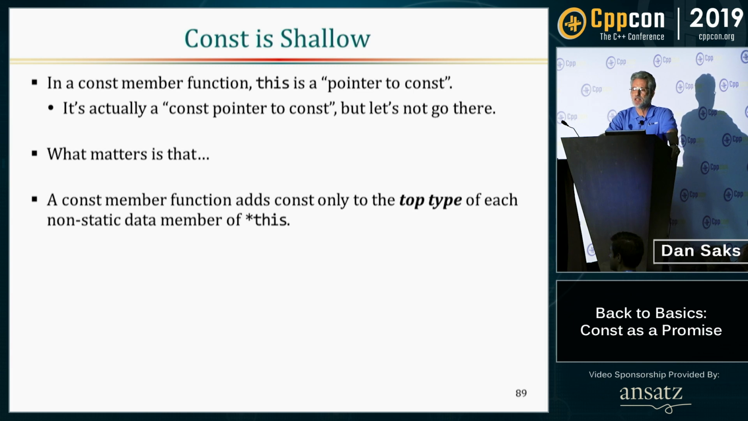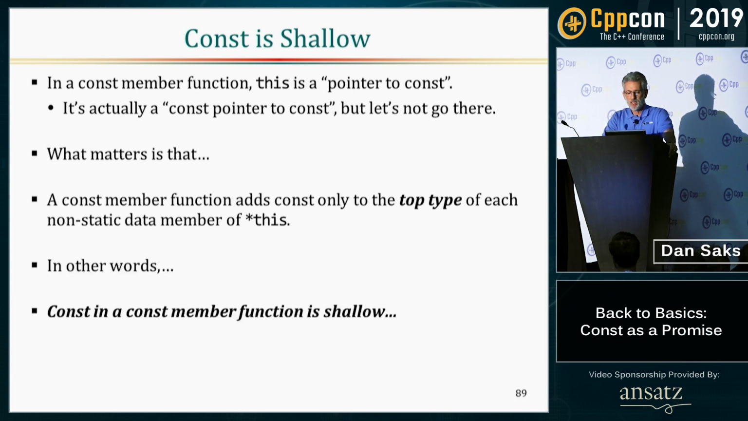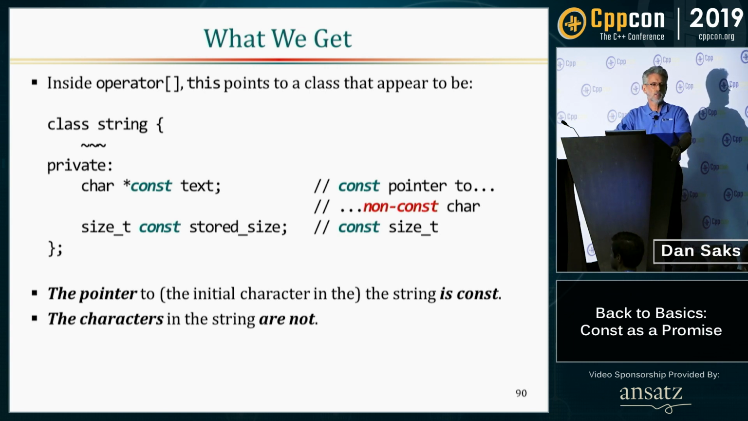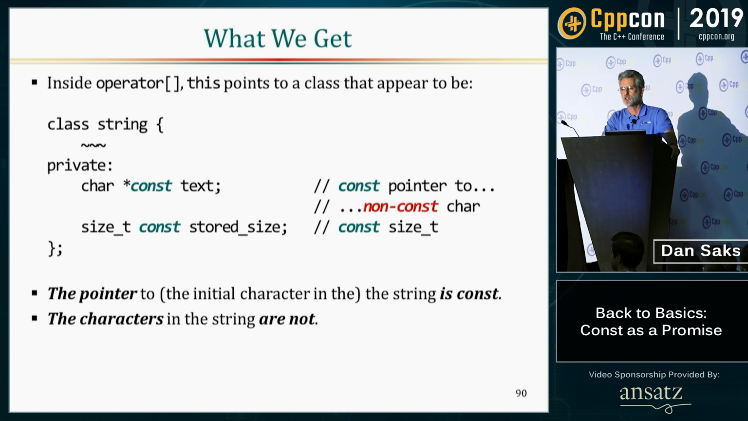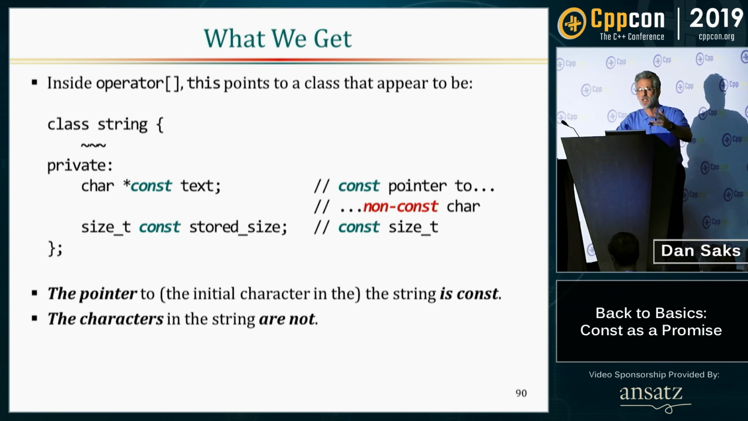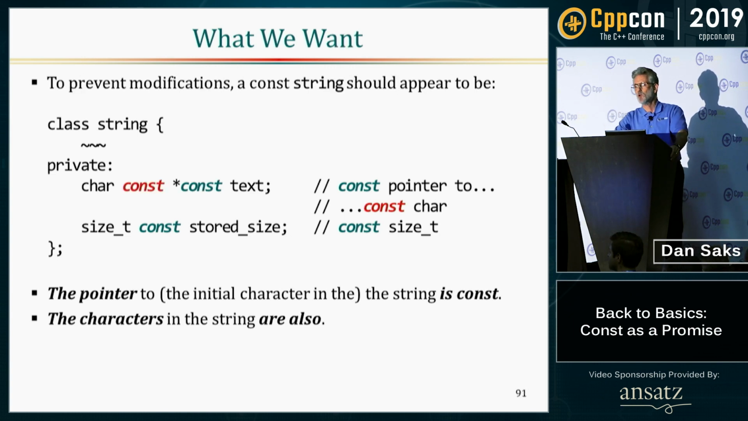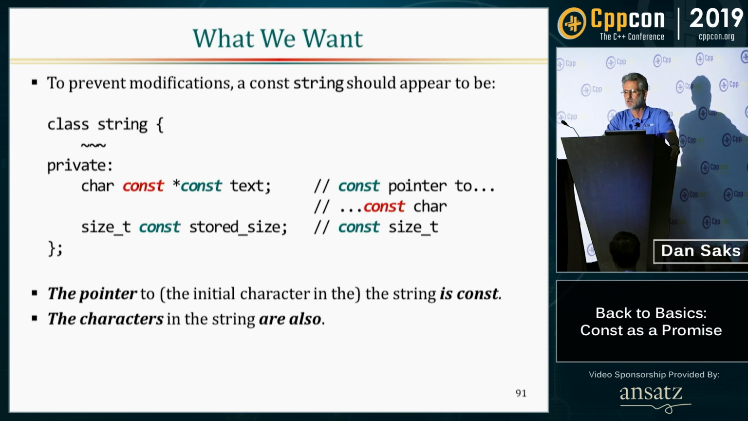What matters is that when you're in a const member function, it makes the top type of all the non-static data members const. It's like this. The const is applied not to the contents of the string itself, but to the pointer that points to the string. Okay? And that's why the code goes ahead and compiles, because even in a constant string, the contents of the string are non-const. What we really wanted was this, but that's not what a const member function gives us.